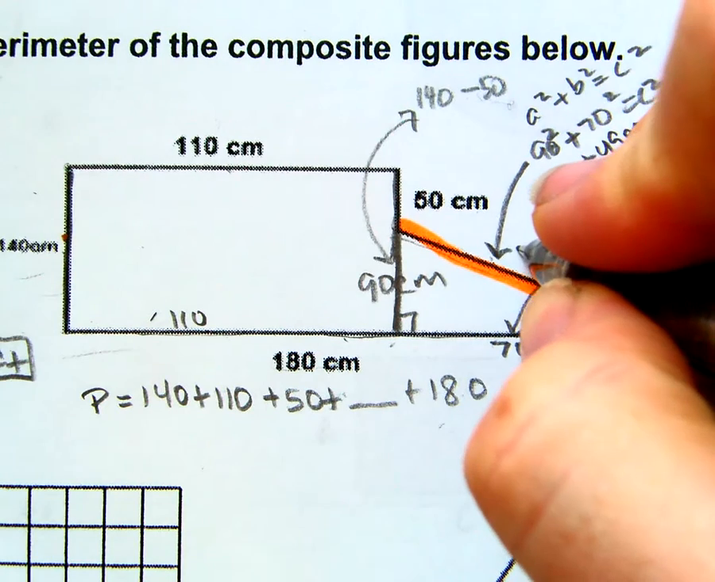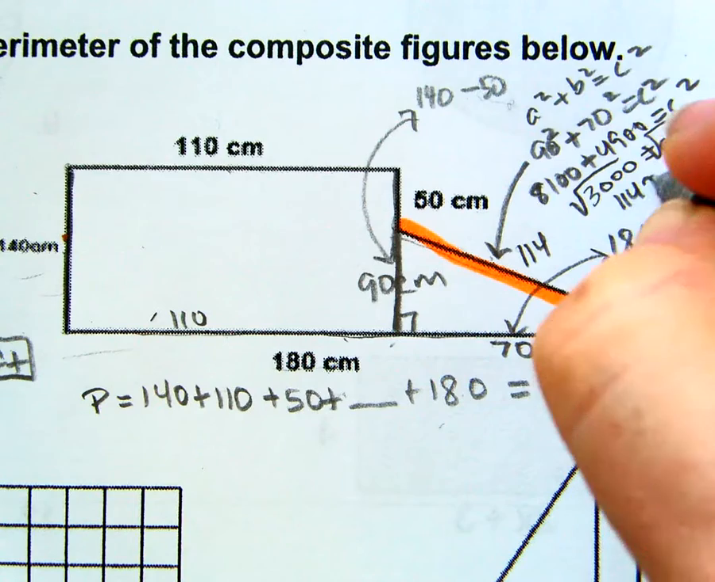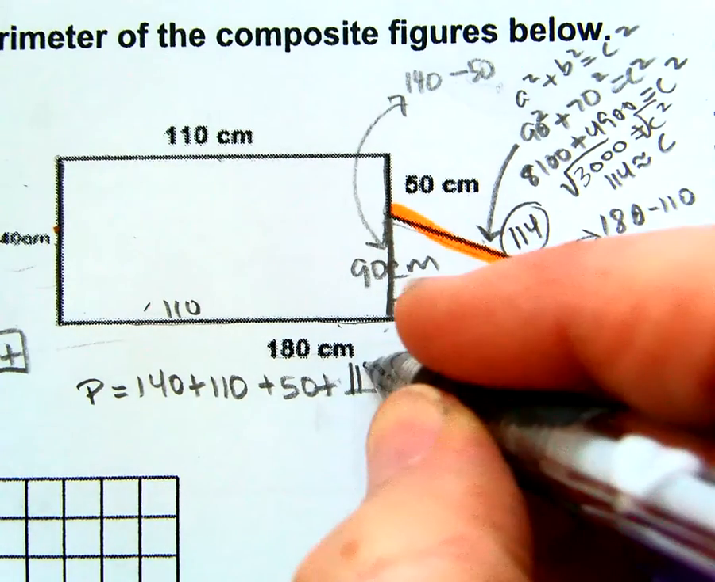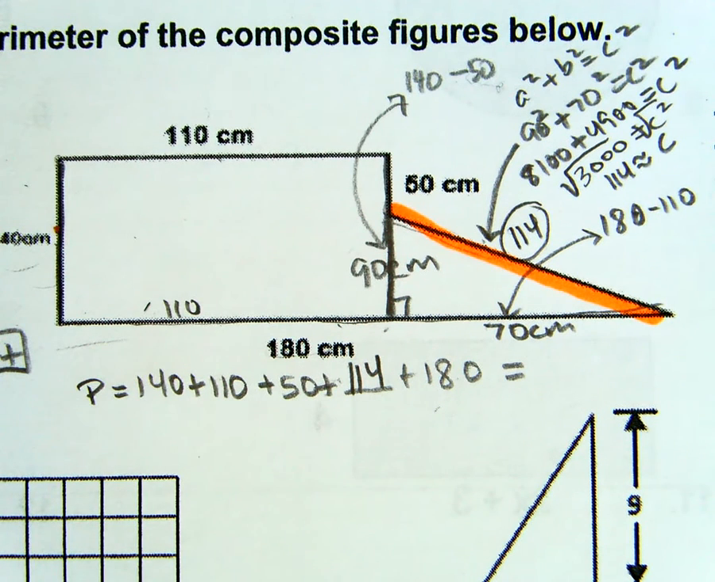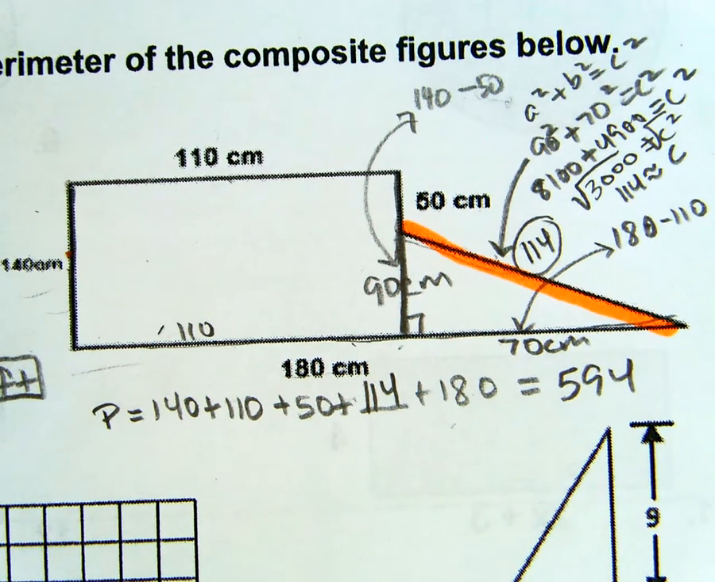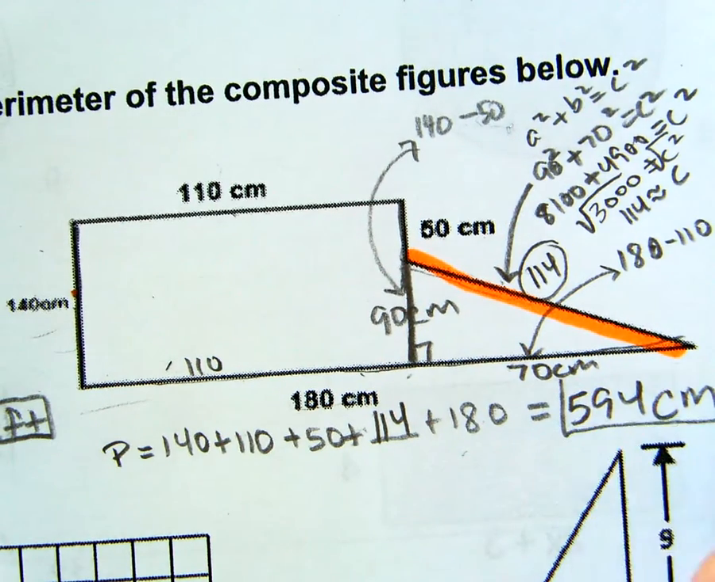And that's going to be roughly 114. So I'm approximating here. All right, so 114, that's about C. And so now I know the missing side of that perimeter. Okay, so now I can take my 140 and add it to my 110 and add 50 and add 114 and then add 180, and that gets me 594. And my units there would be centimeters because I'm just counting around.